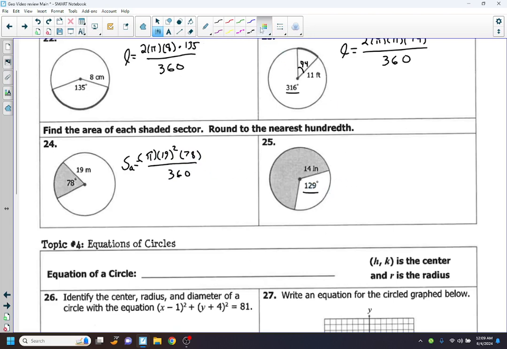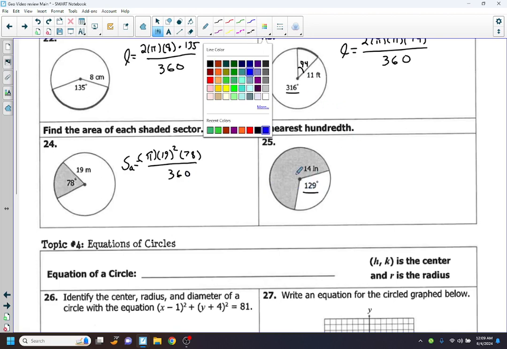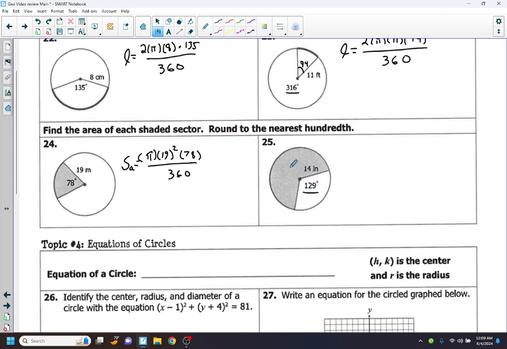If this part is 129, I want the shaded area. So if this is 129, 360 minus 129 is going to be 231. So then my sector area is pi times r squared, so 14 squared, times the angle, 231, divided by 360.